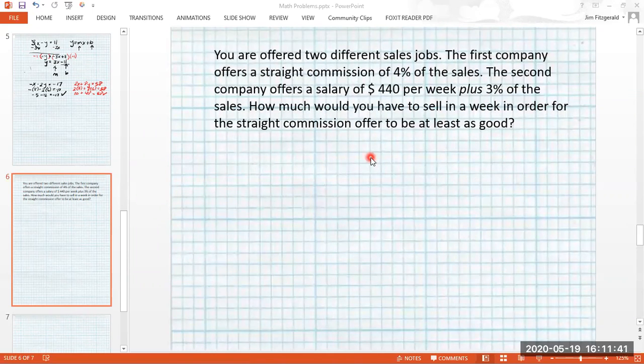We're trying to look at how much your salary would be given these two situations. So we're going to look at the salary for the first case here, and then the salary for the second case.